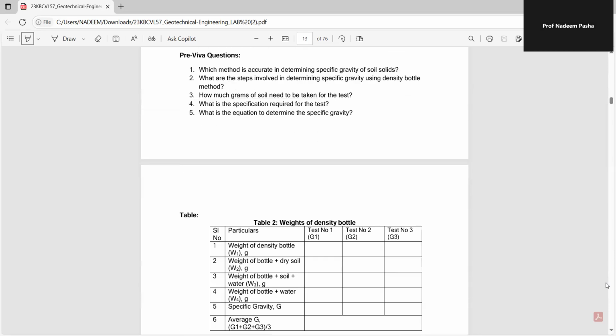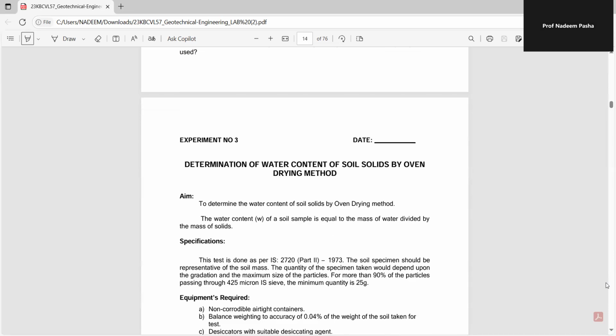So this completes our second experiment, that is, specific gravity using the density bottle method. Now we will see experiment number 3, that is, determination of water content of soil by the oven drying method.